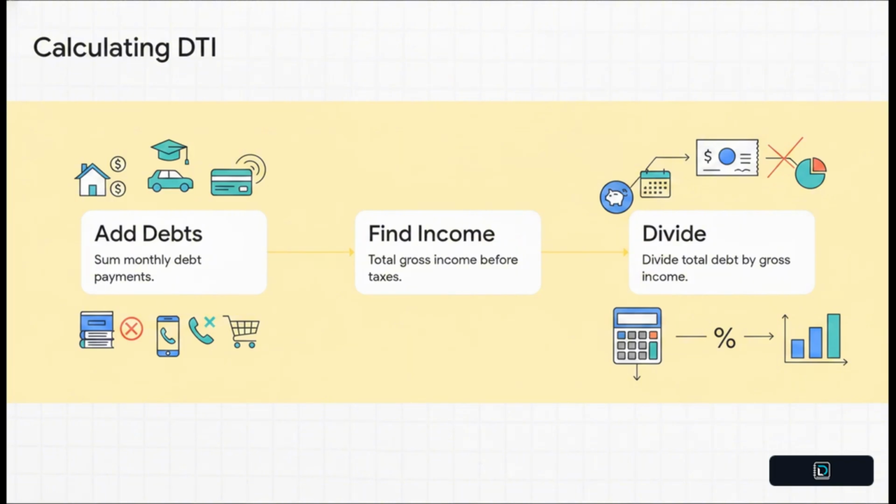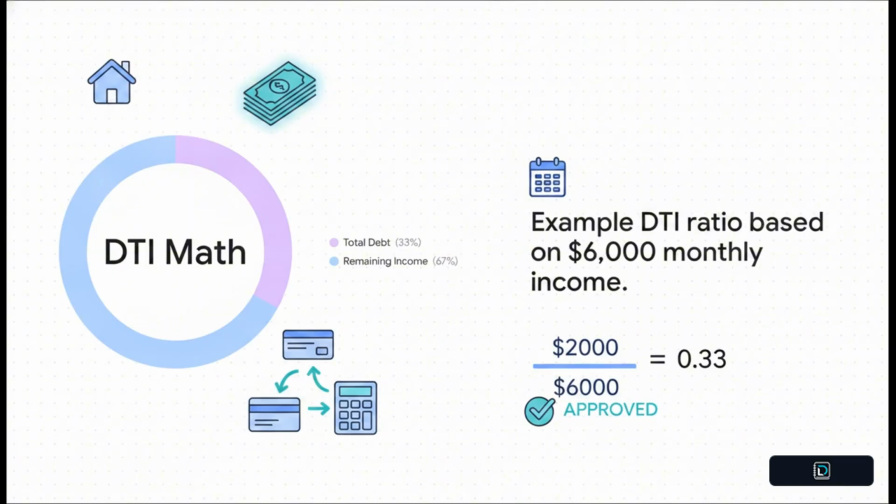Step 2, find your gross monthly income. That's the big number you make before taxes and health insurance get taken out. Step 3, just divide your total debt by that gross income. Simple as that. Now, what's really interesting is how clear this becomes with a real-world example.